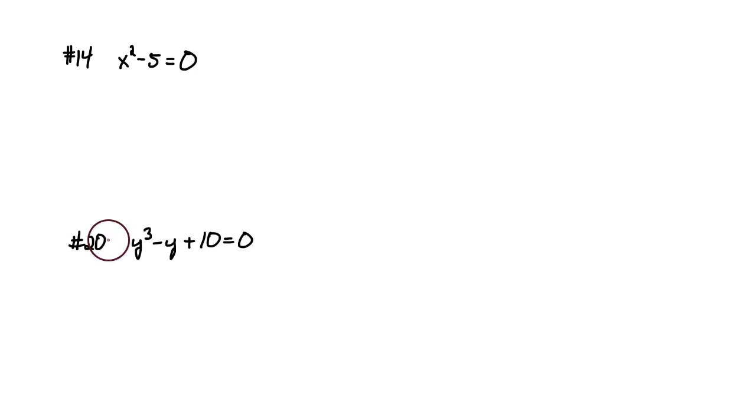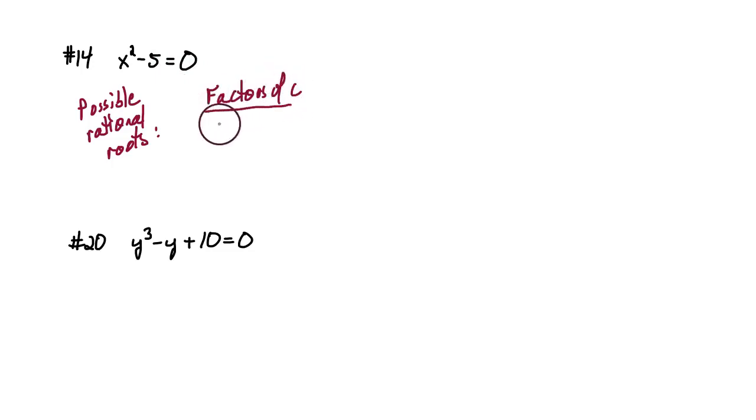Number 14. The directions on this one are to list out all of the possible rational roots. We're not actually going to find them. We just want to know what are the possibilities. To find the possible rational roots, you make ratios. All of the factors of C divided by all of the factors of A. When I talk about C and A, I'm referring to the constant term and I'm referring to the leading coefficient.